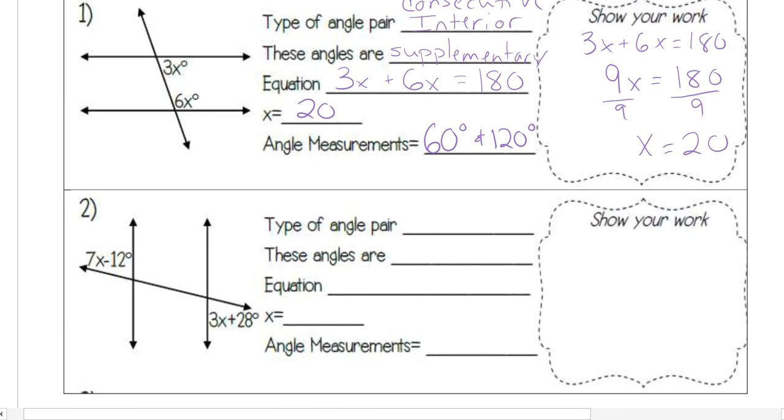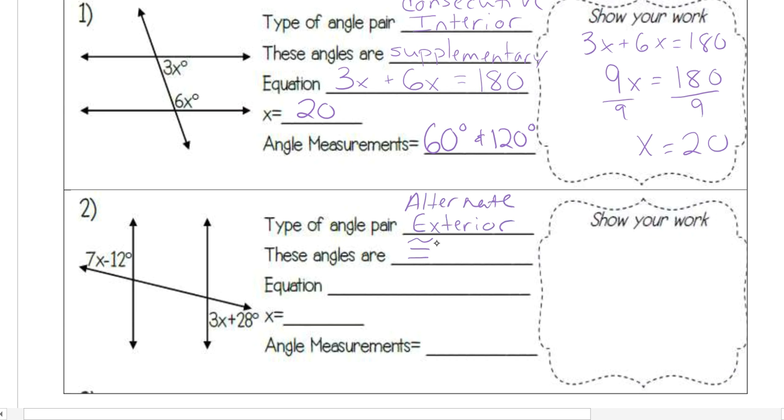Okay. My second example, name the type of angle pair. I see these are on opposite sides of the transversal, so that would make them alternate. And then they are outside the parallel lines, so that would be exterior angles, alternate exterior angles. Alternate exterior angles are congruent by rotation.